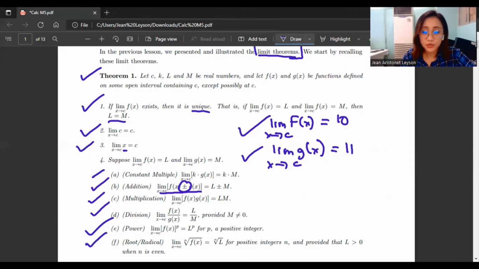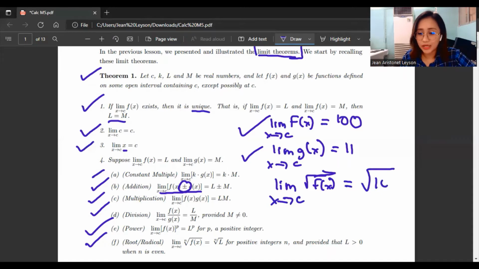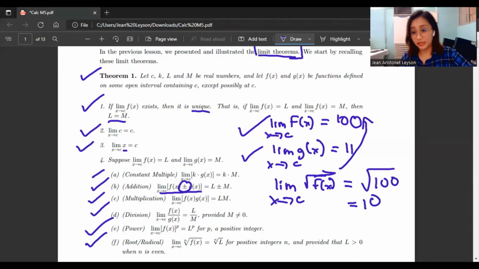So letter F, that's the root, or the radical theorem, or rule. So the limit of the nth root of f of x as x approaches c is equal to the nth root of L for positive integers n, provided that L is greater than 0 when n is even. So let's say we have this given: the limit of f of x as x approaches c is 100. If you're looking for the limit of the square root of f of x as x approaches c, that is simply the square root of 100. Since f of x here is 100, simply look for the square root, which is 10.